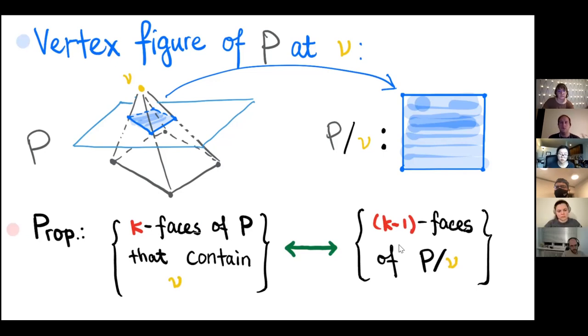The bijection is quite straightforward. Say you start with a k-dimensional face in P, for example a one-dimensional face, an edge that contains V on the left-hand side, say, this one. Which zero-dimensional face does it correspond to in the vertex figure? Well, you can just use the same hyperplane you used to find the vertex figure and look at the intersection there. So hopefully it's that one. This is a very natural bijection, but it turns out to be very useful in our proof.